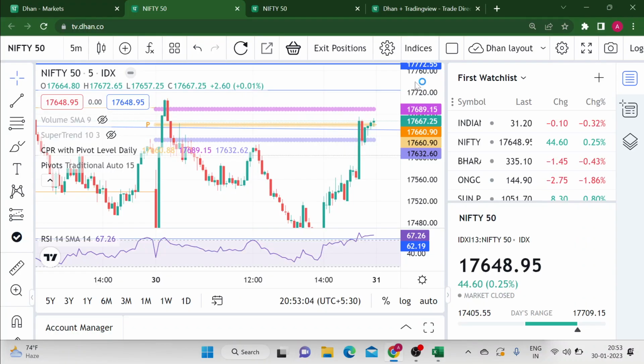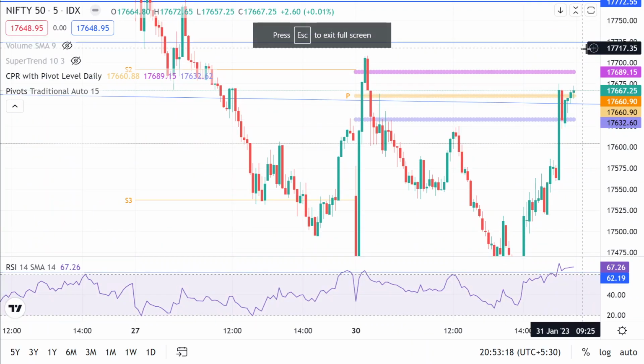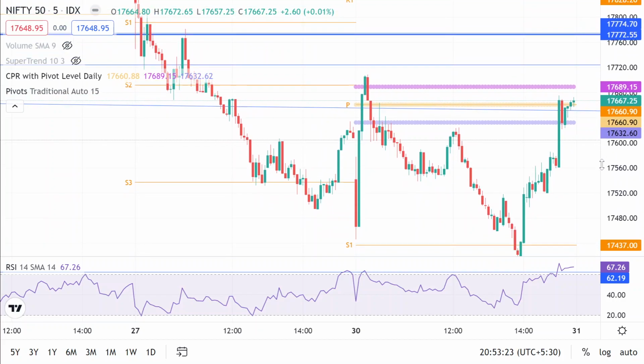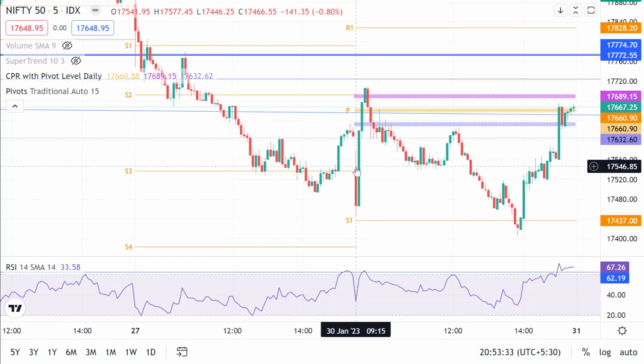Okay, so we'll go to the chart. You can see this is the Nifty daily 5 minutes chart. I'll just make it full screen mode so that it will be clearly visible to you. So look what happened. Yesterday it closed and today it opened a little gap down. It's not a big gap down, but it has a gap down.